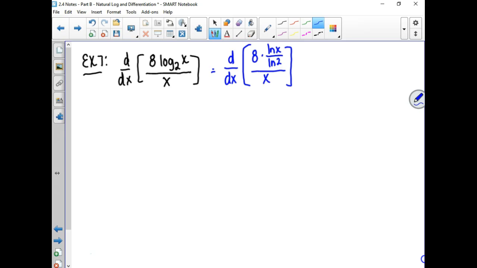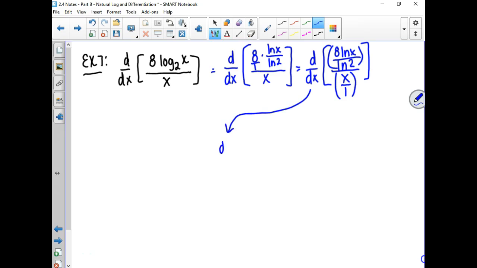So, here I would multiply these, so that would be, keep your derivative notation here, that'd be 8 natural log of x over natural log of 2, all over x. And then I'm going to make that x over 1. This is a little bit of a shortcut. I don't know if I've told you guys.